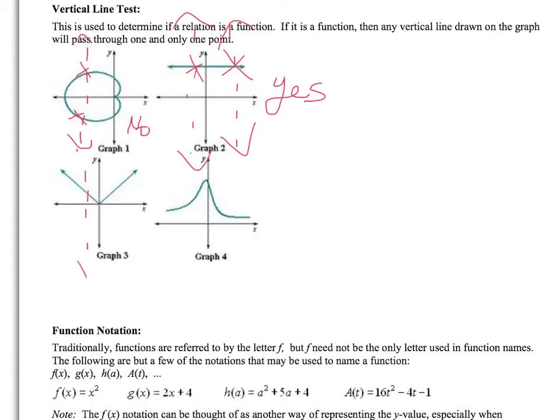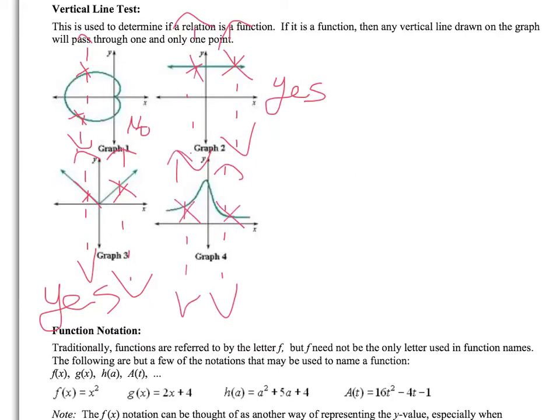Graph 3, draw my vertical line, I hit at a point. Maybe I try another vertical line, I see I still only hit at a point. So since no matter where I draw a vertical line, it only hits at one point, it is a function. And finally, graph 4, draw a vertical line down, I do only hit at one point. So I test somewhere else and I still see I only hit at one point. So since I only hit at one point, it is a function.